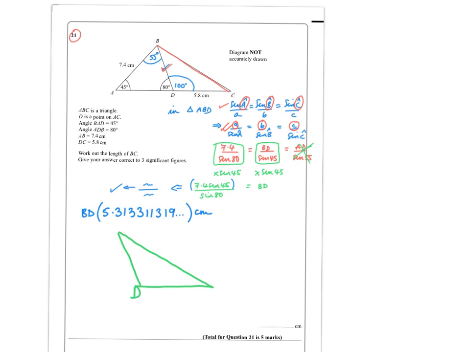So we've got our D here, there's B and there's C. I want to find BC. I know this is 100 here, and I know this is 5.8, and now I know this as well. So you really can't use the sine rule again because you've not got enough information. So it's going to be the cosine rule. That's what we're going to be looking at now.